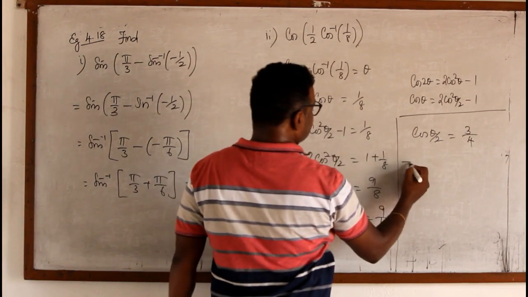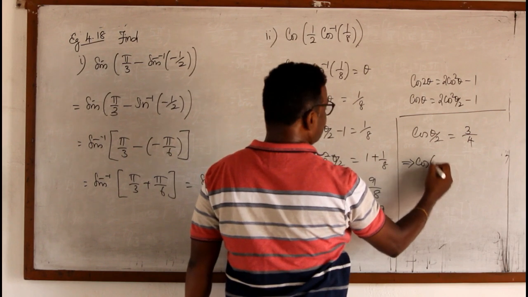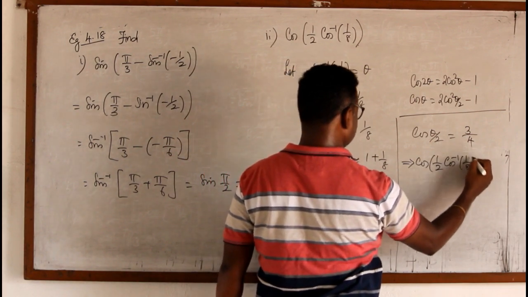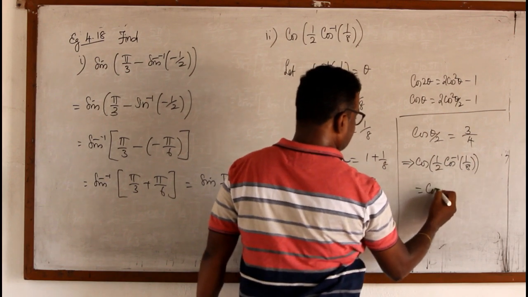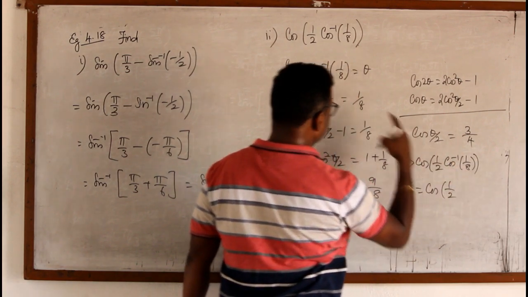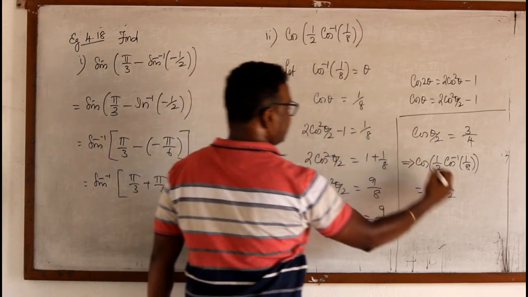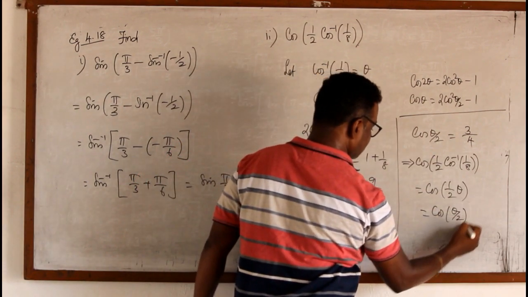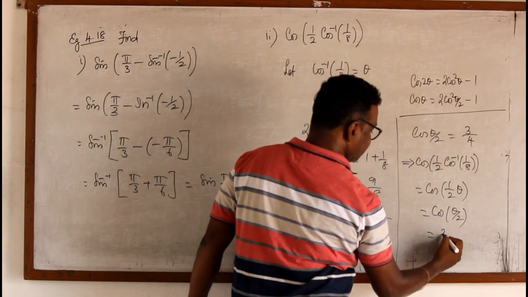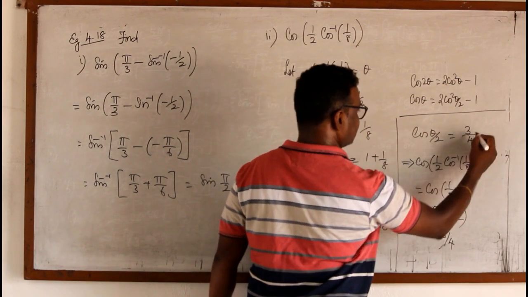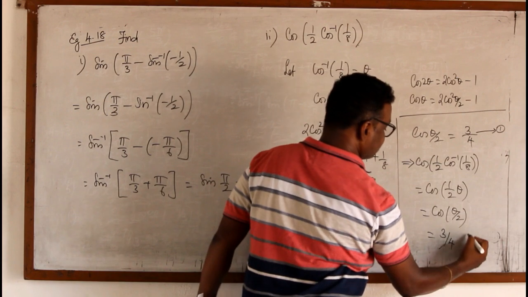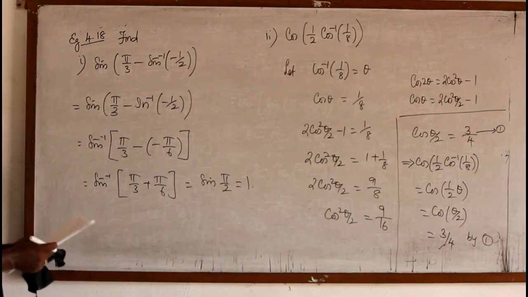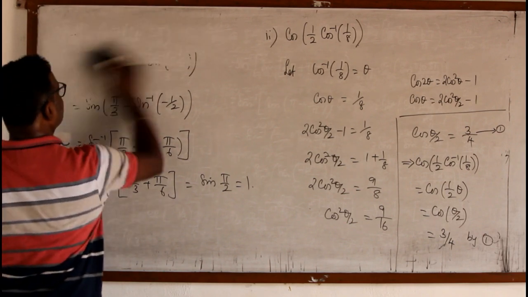Now consider cos of 1 by 2 cos inverse of 1 by 8. Cos inverse of 1 by 8 is theta, so that is cos theta by 2. Cos theta by 2 is 3 by 4. So the answer to this one is 3 by 4. With that example, we have one more problem.